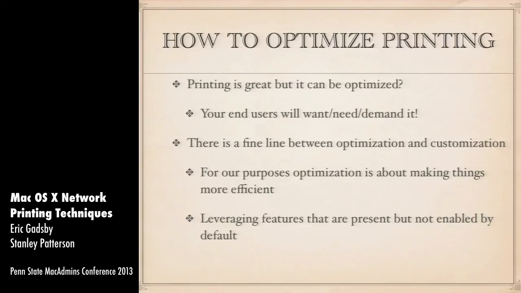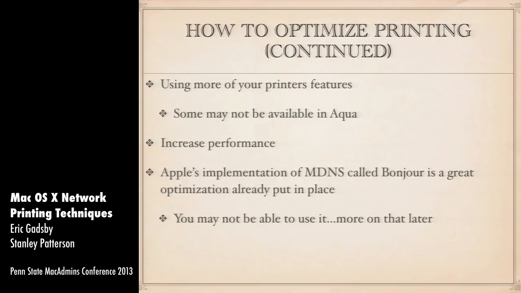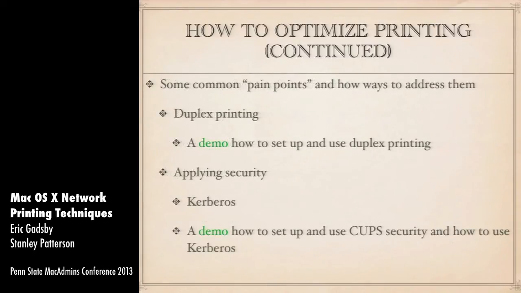Okay, so printing is great, but it can be optimized. Your users will really want you to optimize it. There's a fine line between optimization and customization. For our purposes, optimization is making things more efficient, leveraging features that are present but not enabled by default, like duplexing, or if you have finishers that you want to enable, stapler, hole punchers and stuff, whatever you're printing to, maybe a copier or a printer. Some of these features may not be available in the Aqua or the Finder environment. We've talked a little bit about mDNS, and we're going to talk about it more later, but I think we've already kind of hit mDNS a bit. Some common pain points that we want to address.